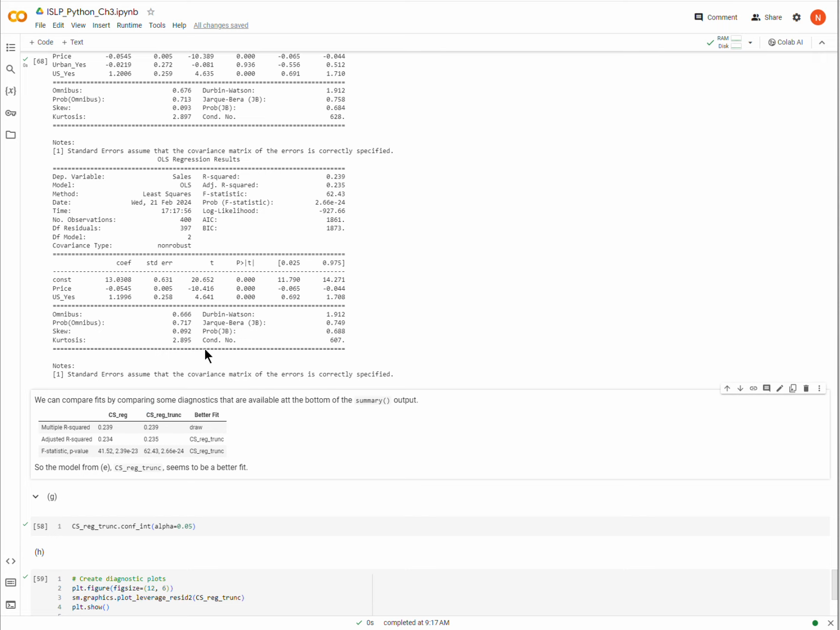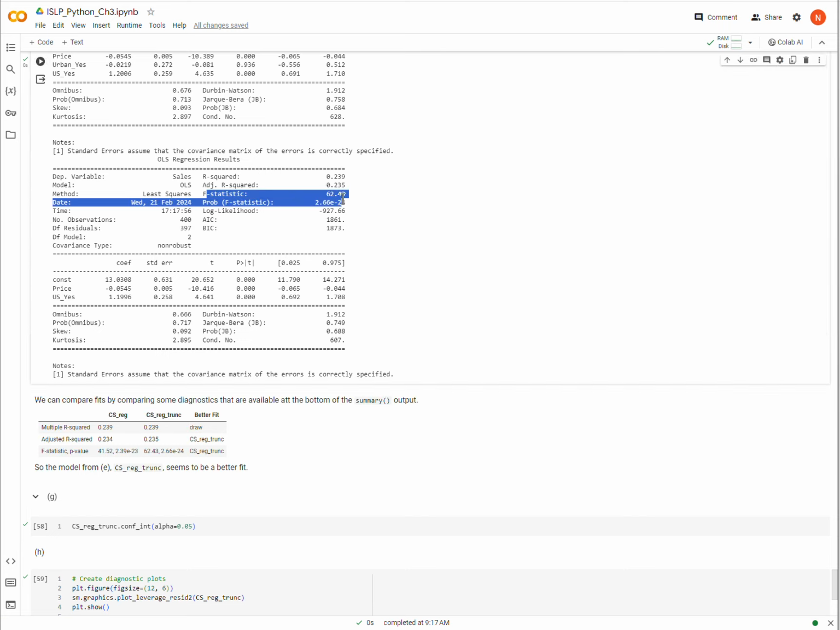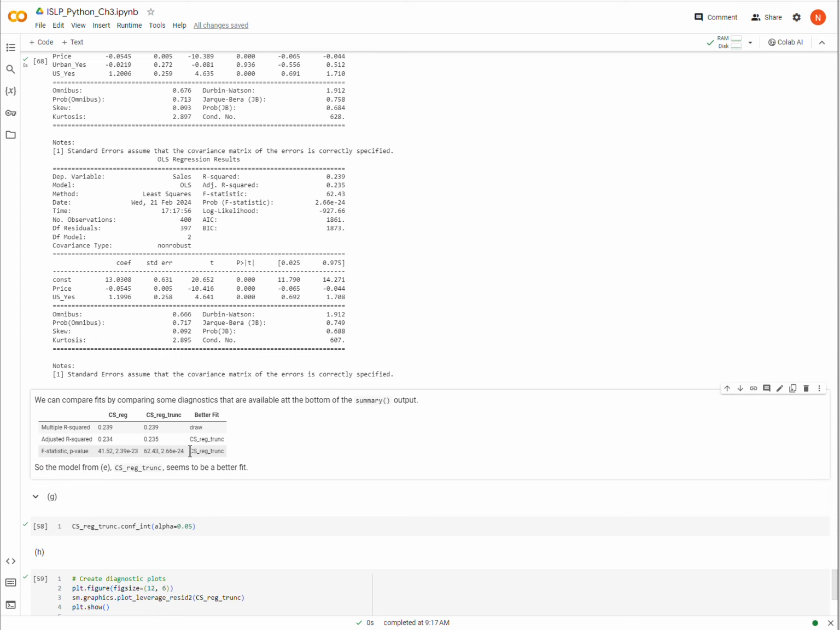Okay, and then the last one here is the F statistic and its associated p-value, right, which is here and here. Okay, so these are the two values. The higher the F statistic, roughly, the better the model is doing in fitting the data. And we see that the second model is doing better. Okay.